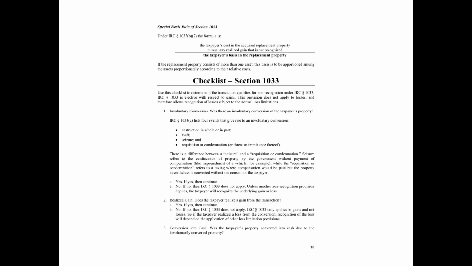All right, so there are two more issues that we have to address when it comes to involuntary conversion. Every non-recognition rule has a corresponding basis rule. Non-recognition, again, as you know, is deferral. It's not an exclusion of gain or loss.